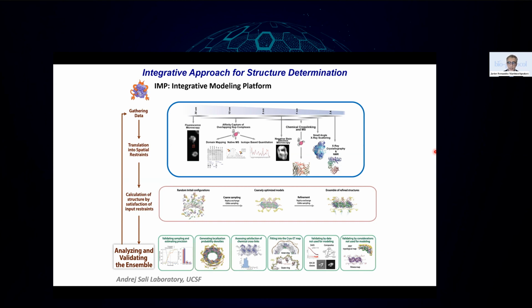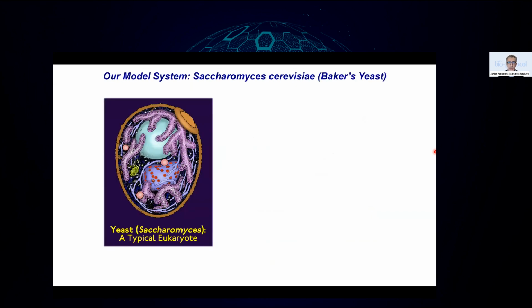So to apply this approach to the nuclear pore complex, the first step is to collect experimental data. And to collect this type of experimental data, we needed to put our hands in those NPCs. We needed to be able to get isolated NPCs. And to do that, there was already a method, which I will explain next. And we decided to use a model organism. In this case, our model organism is the yeast, the baker's yeast, Saccharomyces cerevisiae.